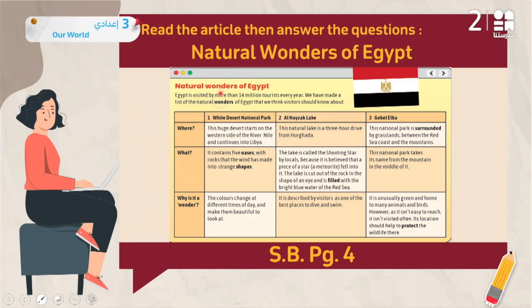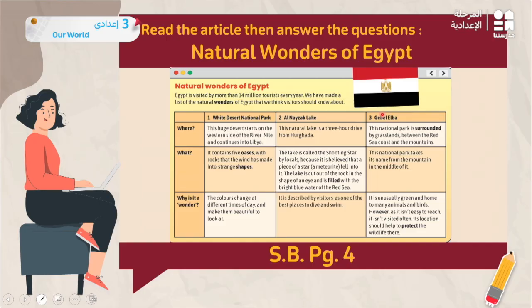Egypt is visited by more than 14 million tourists every year. أكتر من 14 مليون سايح بيزور مصر كل سنة. We've made a list of natural wonders of Egypt that we think visitors should know about. عندنا list من أهم natural wonders أو العجائب الطبيعية في مصر السياح بيبقوا مبسوطين بيها أو بيبقوا عايزين يزوروها. The first natural wonder is White Desert Natural Park.